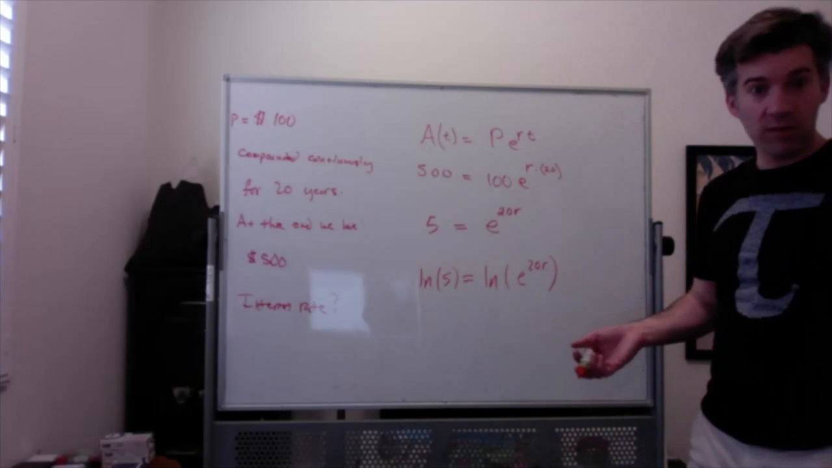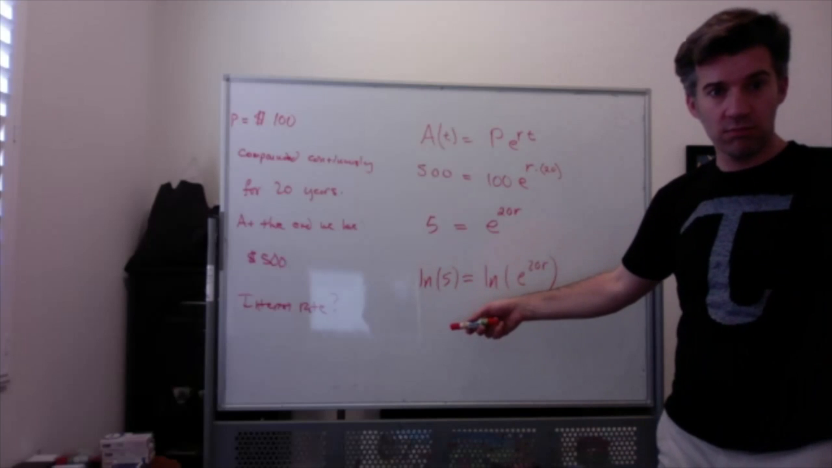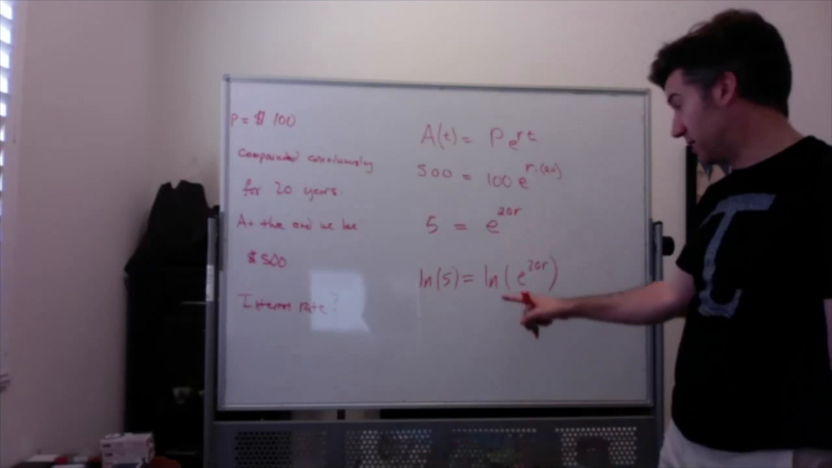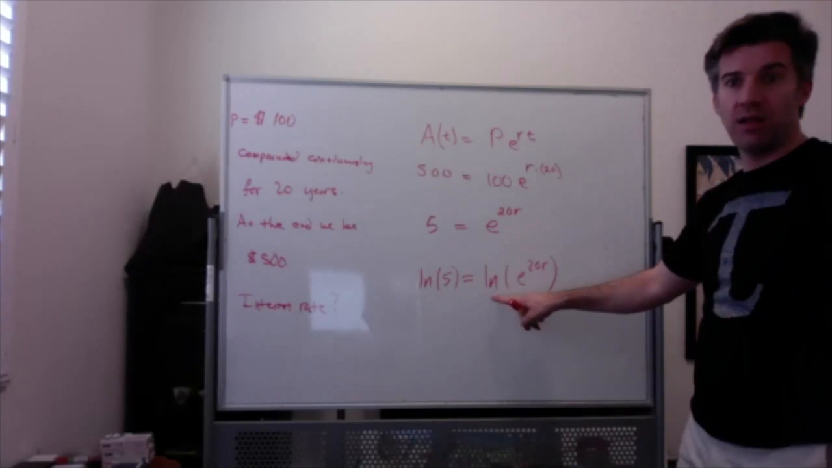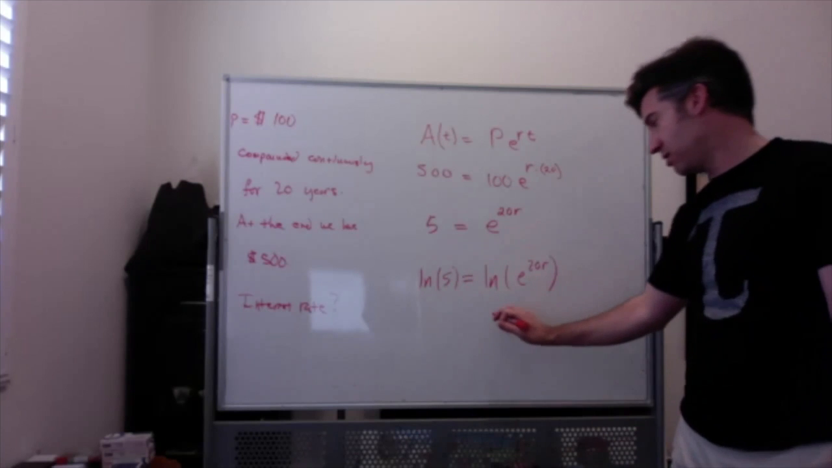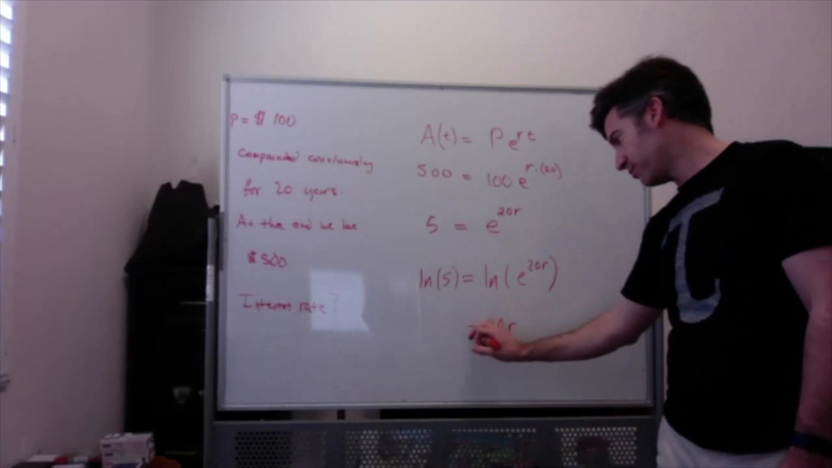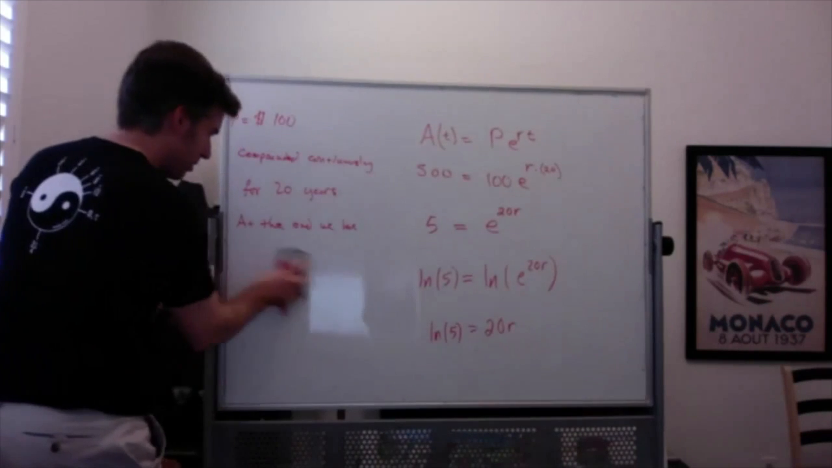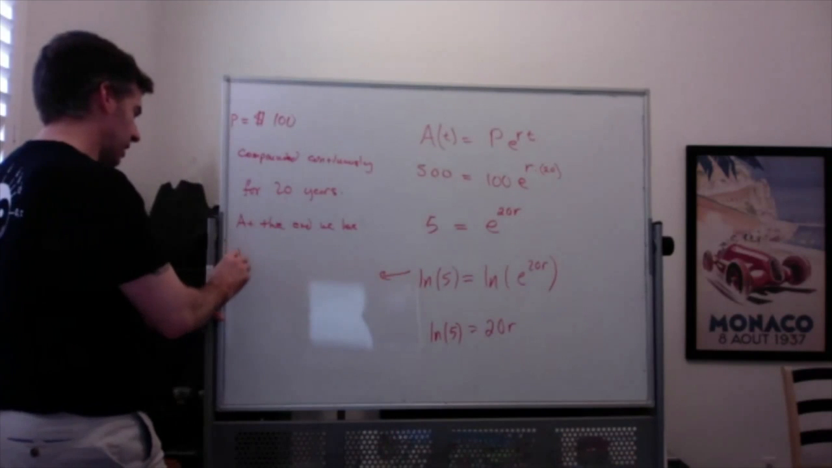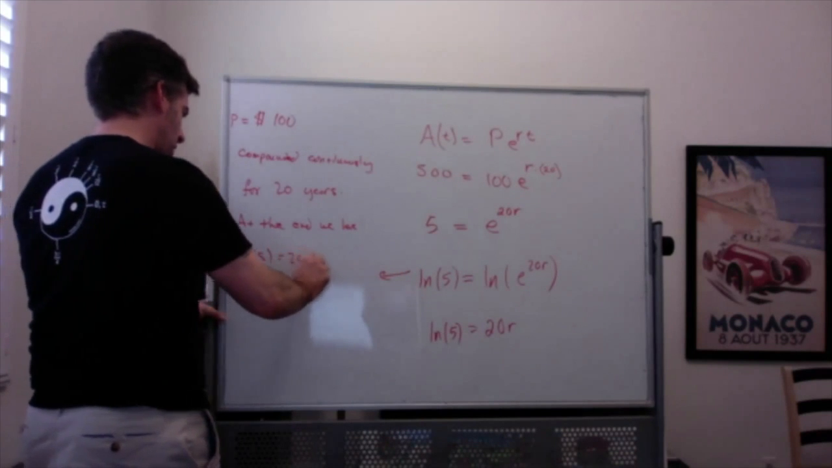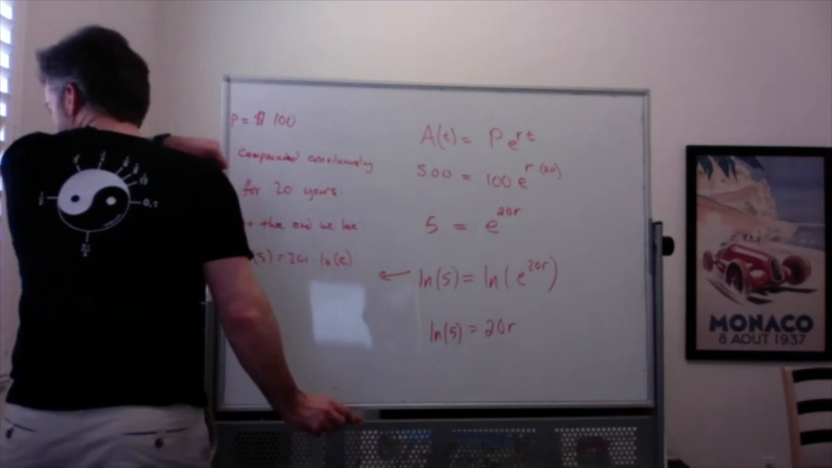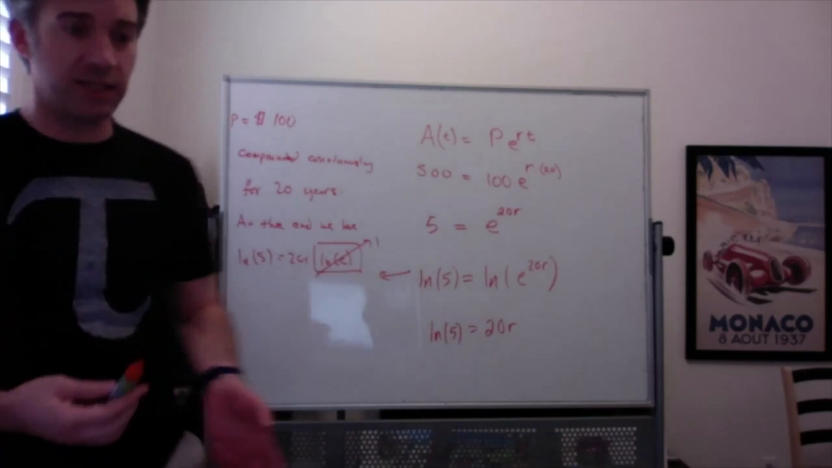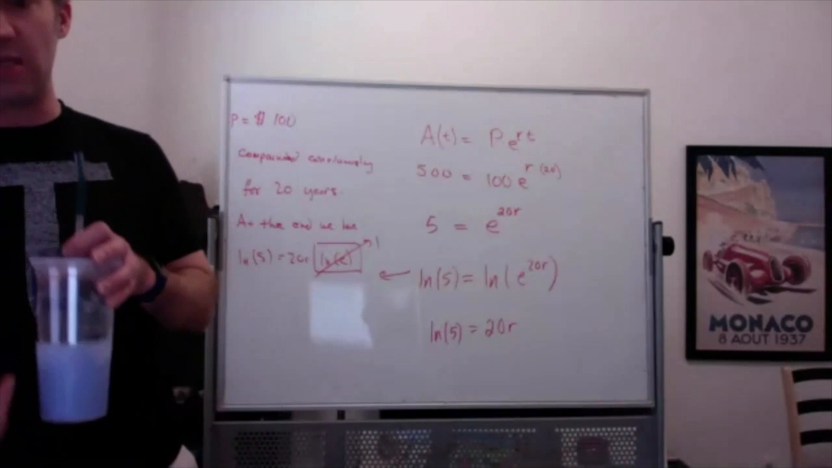You can either bring down the 20r and then say 20r times natural log of e, but natural log of e is 1, right? Because again, this is log base e. Log base e of e to the thing is just the thing. If you don't like that, you can also say natural log of 5 equals 20r times natural log of e. But natural log of e is just 1 because you're asking e to what power equals e, and e to the first power equals e.